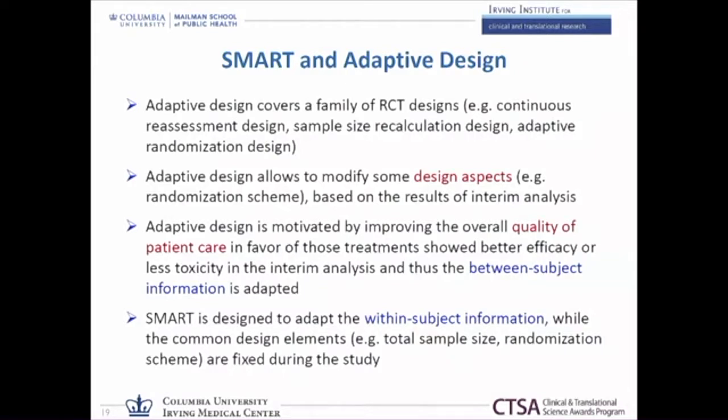So the between-subject information is adapted. While in the SMART, what we adapt is the within-subject information between different stages. But common design elements like total sample size and randomization scheme are all fixed. We do not change them once the study starts.